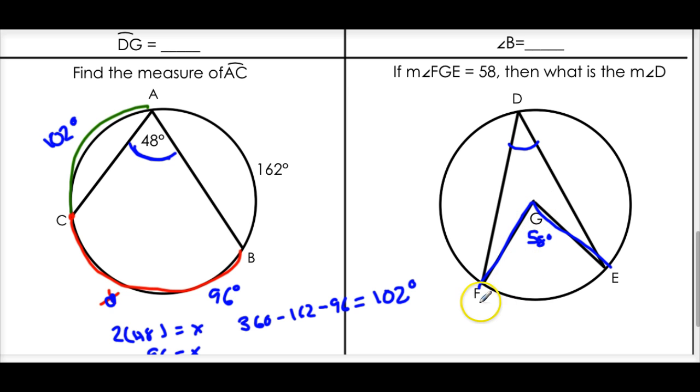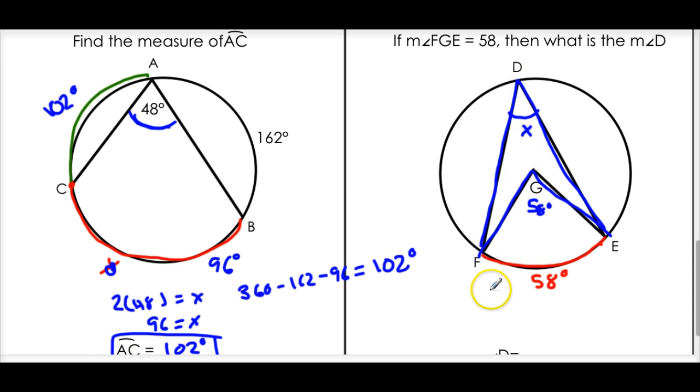Since we know that the intercepted arc is congruent to the central angle, we know that FE is going to be 58 degrees, right? Now here's what gets a little tricky. What I'm trying to find is angle D, right? And that's the inscribed angle. Well, if you just look over here, we know FE is the intercepted arc of angle D.